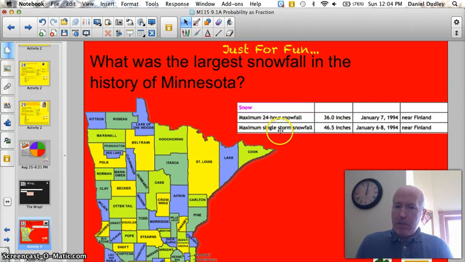What was the maximum single storm snowfall? Well, this was 46.5 inches, but it happened January 6th through January 8th, 1994. So it was the same snowfall. So in one day, they had 36 inches, but in the 3-day event where it just continued to snow, they had 46.5 inches. That's almost as much snow as we've had this year already.